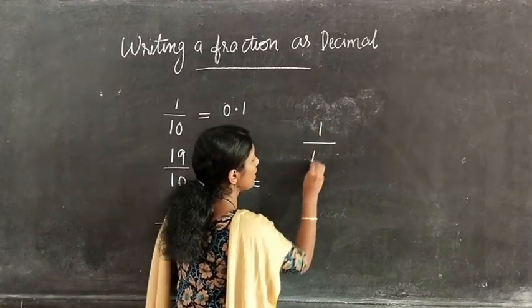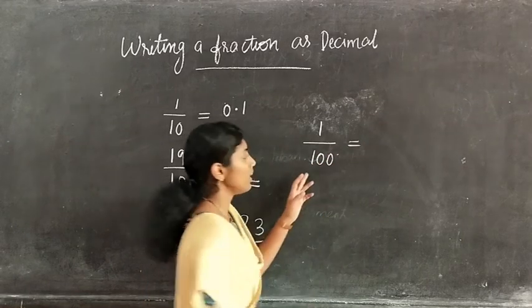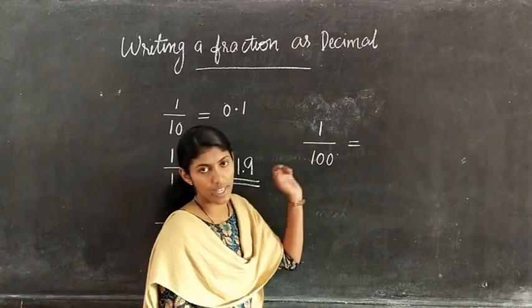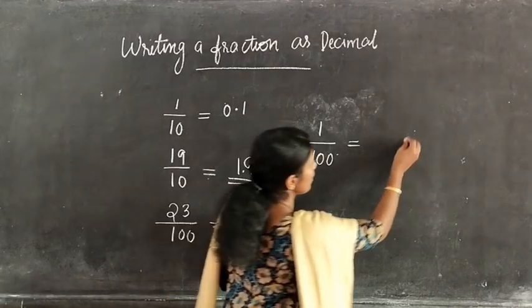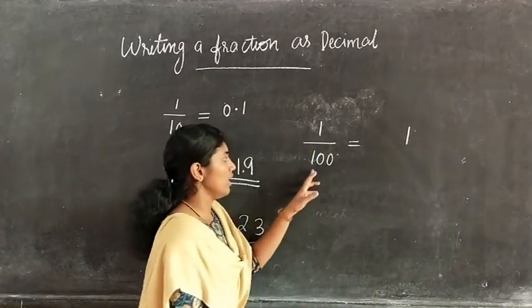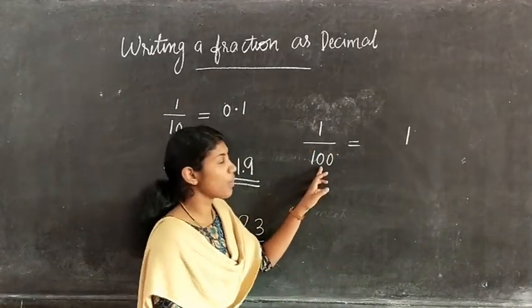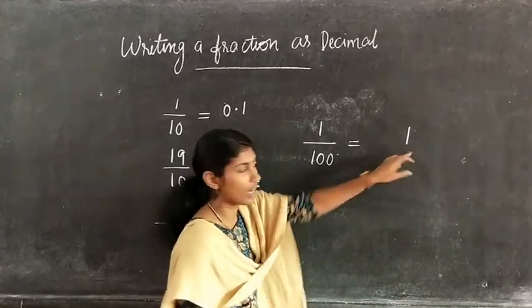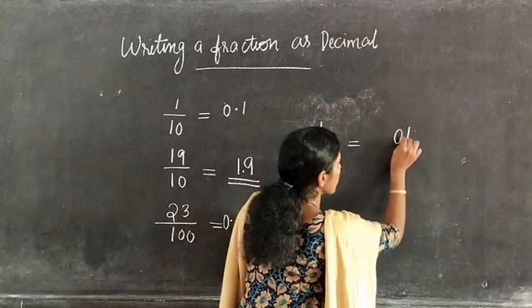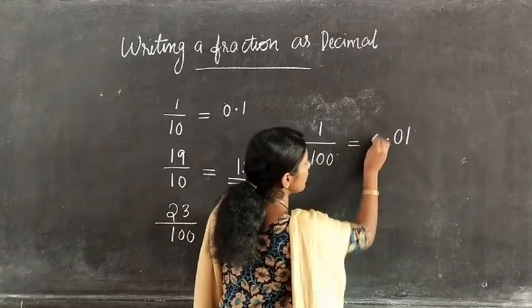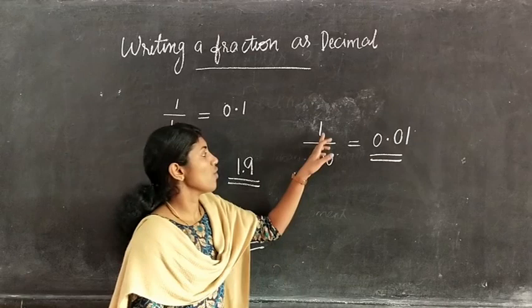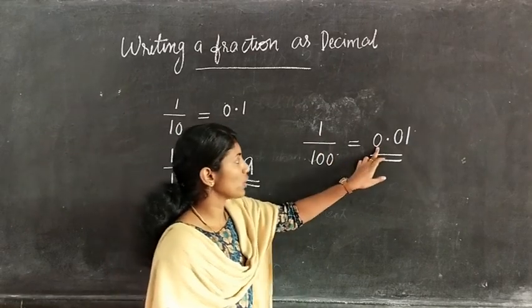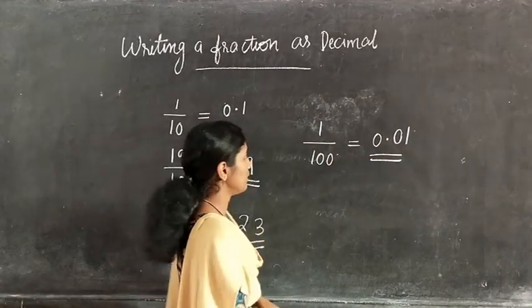Then next one, 1 by 100. We have to convert this 1 by 100 into decimal. First we have to write the numerator 1. Then we have to count the number of zeros. How many zeros are here? Yes, we have 2 zeros. And since here we have only 1 digit, we have to put 1 zero also. Then put the dot, 0. That means 1 by 100 equal to 0.01.